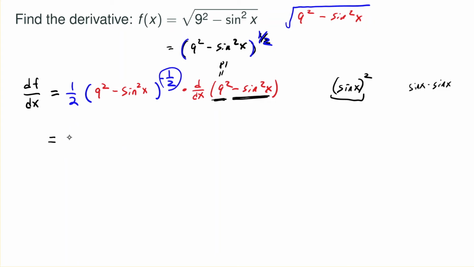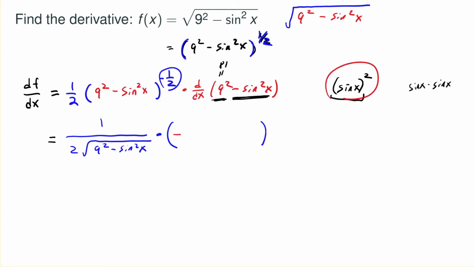This is a negative exponent. I'm going to bring it to the denominator. So I have 1 over 2 and half power is square root. So square root of 9 squared minus sine squared x. And multiply by, let's keep it in parentheses. So we have minus, let's apply the chain rule here for this one. 2 times sine x to the 1 power, multiply by, and you don't have to write this 1 if it's confusing, just don't write 1. Multiply by derivative of sine, which is cosine x.